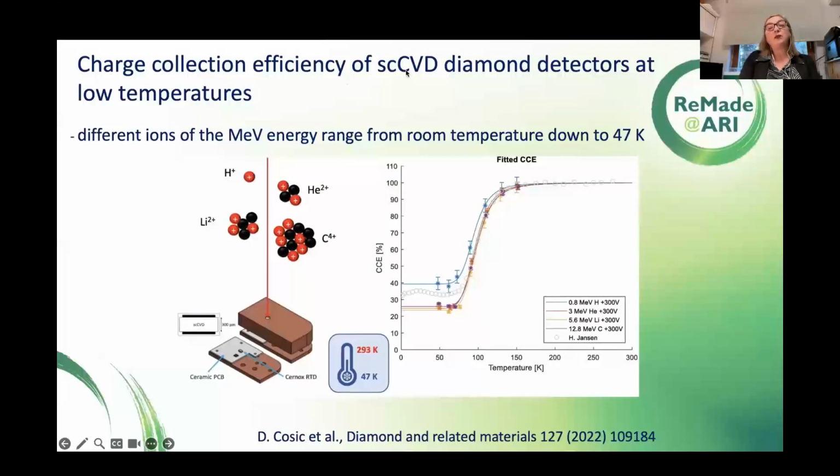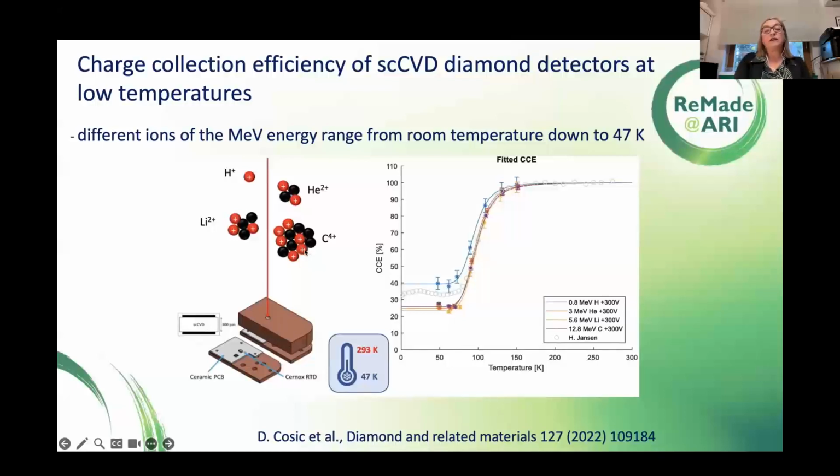This is one very nice example, which was done by my colleague in our laboratory. My colleague is doing a PhD studying the charge collection efficiency of these single crystal CVD diamond detectors, but not at room temperature, rather at low temperatures, because this is also important for some applications. So what he did, he put this CVD diamond detector here in a special cell, which was cooled down to different temperatures, down to 47 kelvins. He can control the temperature with a cold finger and some electronics, and he can check what the temperature is.